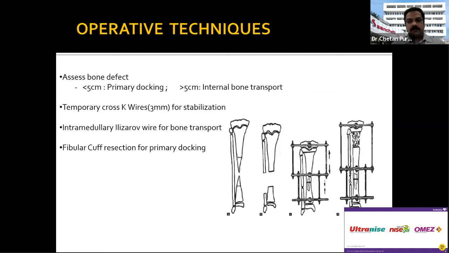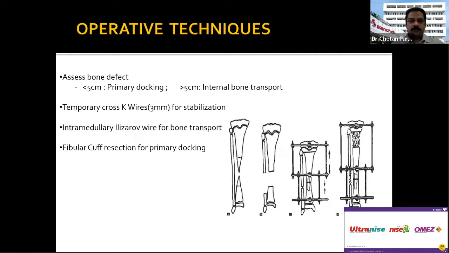Once this is done, then we assess what is the defect that we are left with. If it is less than 5 centimeters, then one can consider a primary docking, that is a primary end-to-end contact of the two bone ends. If it is more than 5 centimeters, it is risky. It can cause kinking of the vessels. So we try to avoid primary docking if the bone defect is more than 5 centimeters. As is shown here, if we want to achieve primary docking, we need to do a fibular cuff resection.